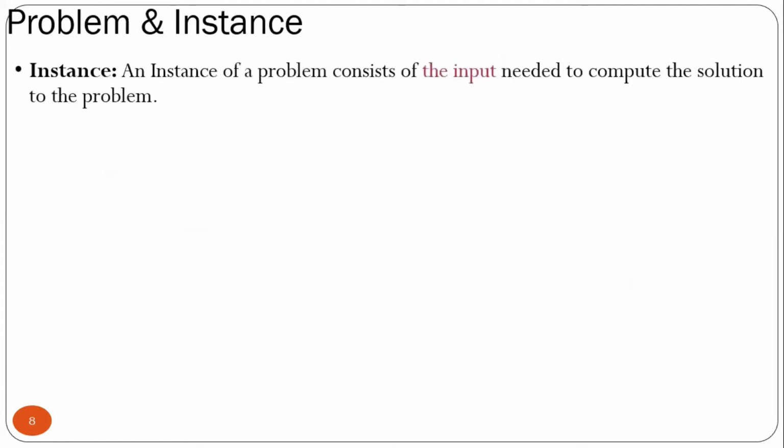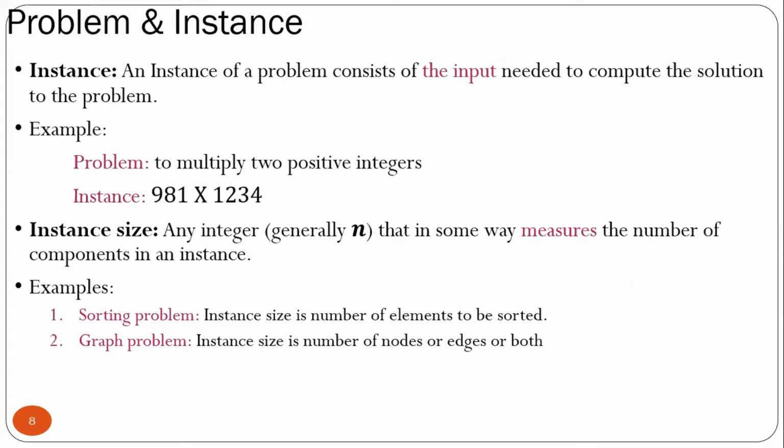So, problem and instance. See, what is a problem and what is an instance? The instance is a snippet of the problem. That is, the input which is needed to compute the solution of the problem is the instance. For example, the problem is to multiply two positive numbers, but when you give the specific numbers to multiply, it becomes the instance. Now, what is instance size? It is any integer that in some way measures the number of components in the instance. What would be the number of components in the instance? That is usually measured, and it is called instance size.